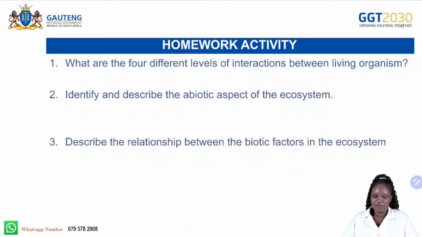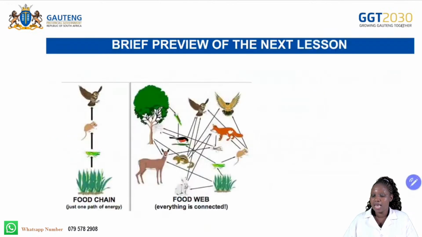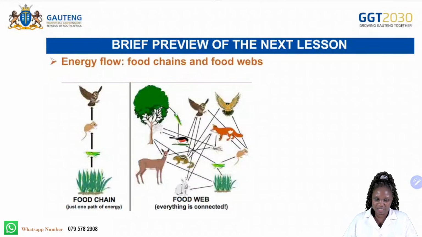Then the homework activity, I'm going to read for you. What are the 4 different levels of interactions between living organisms? Identify and describe the abiotic aspect of the ecosystem. 3, describe the relationship between the biotic factors in the ecosystem. And then in our next lesson, we are going to look at food chains and food webs. All right, that will be the energy flow.